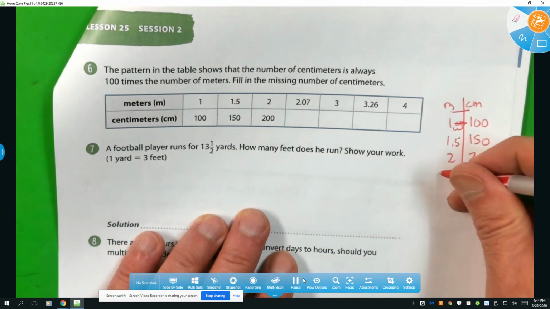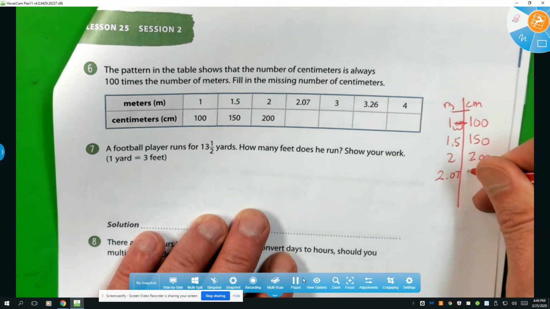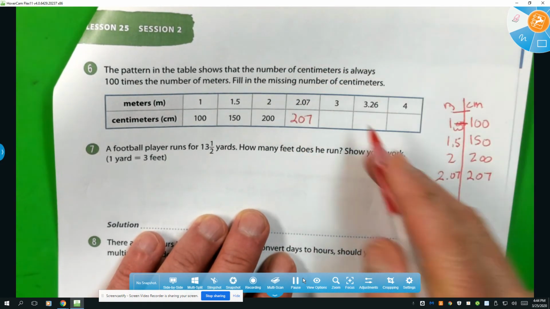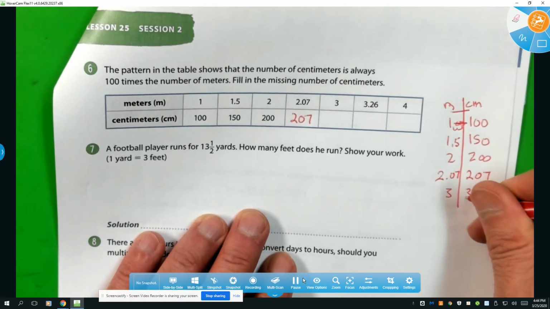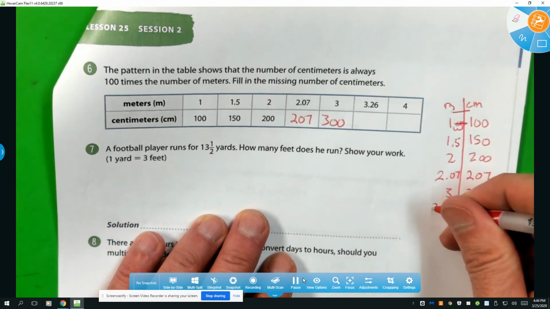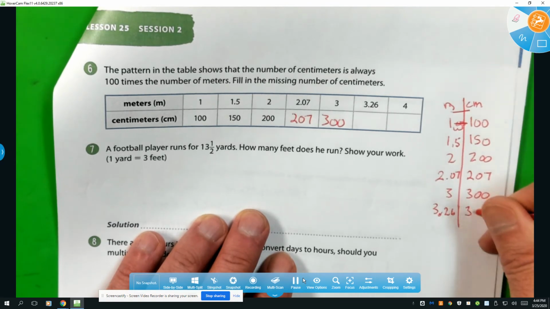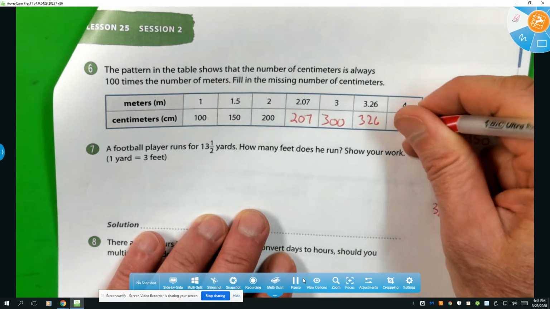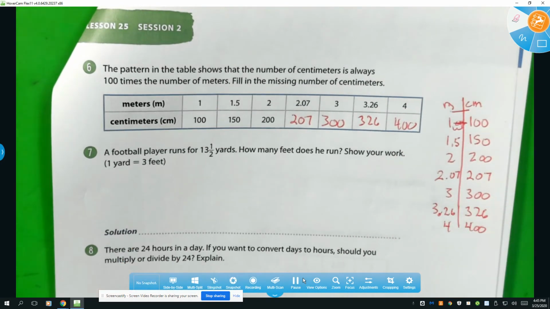So if we have 2 and 7/100, well, that's going to be multiplied by 100 to 207. 3 would go to what? 300. 3 and 26/100 would go to 326. And 4 easily would go to 400.